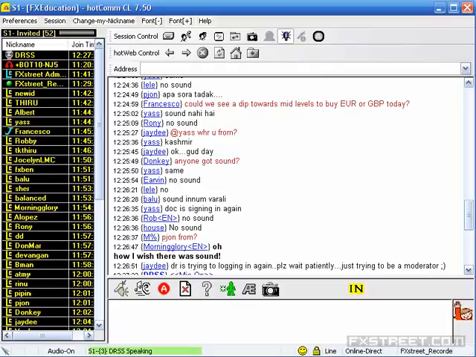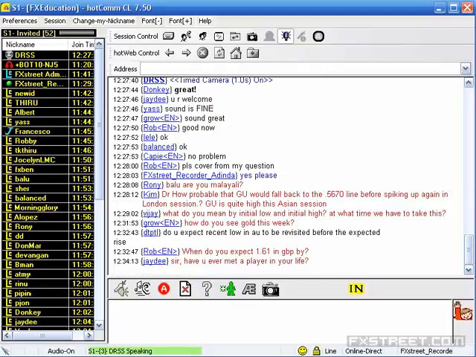Then JD and Kim ask how probable it is that GBP would fall back to the 1.5670 line before spiking up again in the London session. GBP is quite high this Asian session. If you see the net change in the case of GBP and Euro, they alternate. Initially Euro was showing a 75 pips positive net change and GBP was showing 85 pips. And now Euro is making an 83 pips positive net change and GBP is making 78 pips. So they are doing pump and dump moves in the case of Euro and GBP.